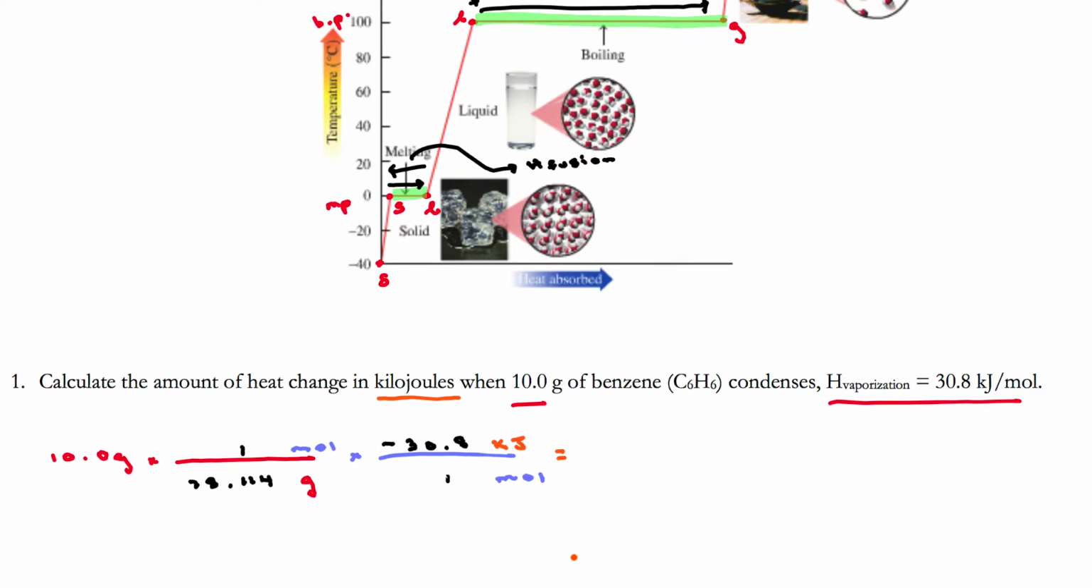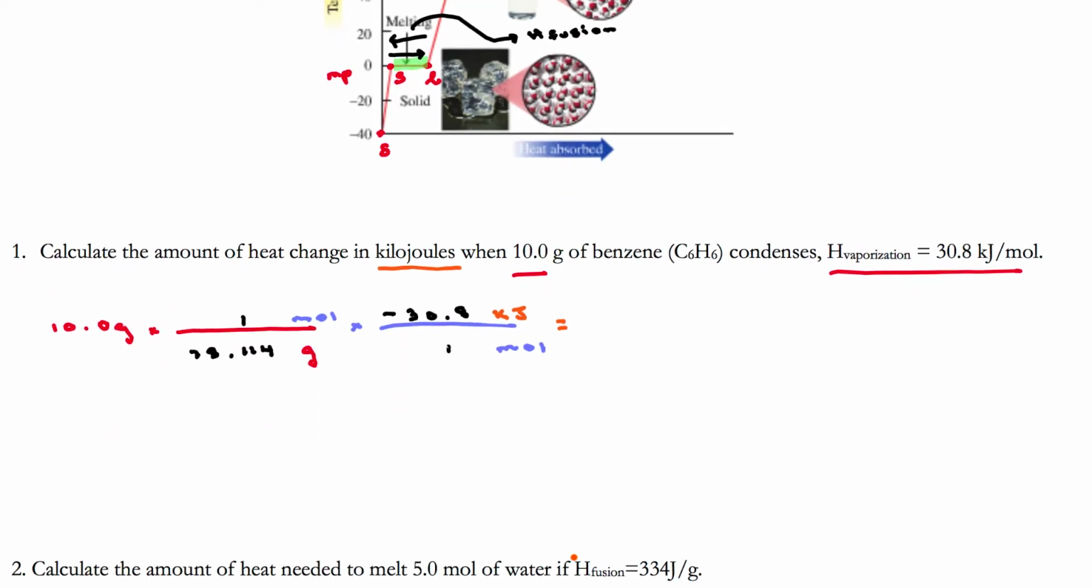Okay? So now I can just plug in my value. 10 divided by the molar mass of benzene, 78.114. And then I'm going to multiply by negative 30.8. And I get negative 3.943. Okay? 10.0 has 3 sig figs. This has 5 sig figs, 3 sig figs. So I'm going to want 3 sig figs. So I have negative 3.94, and my units are kilojoules.